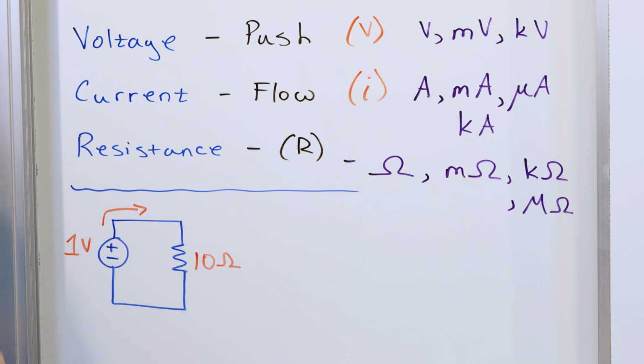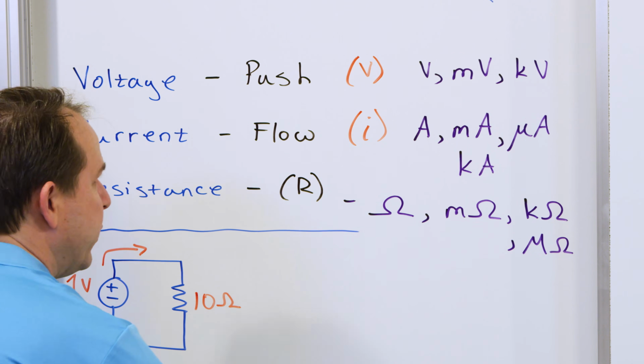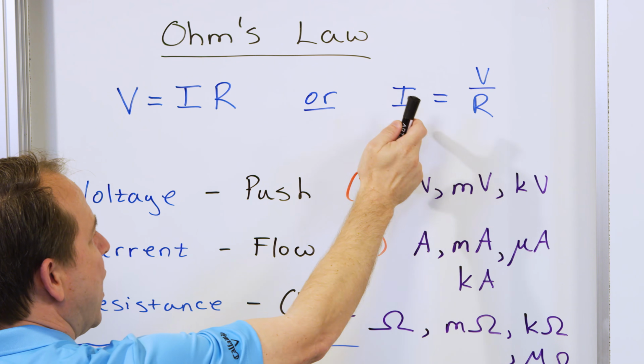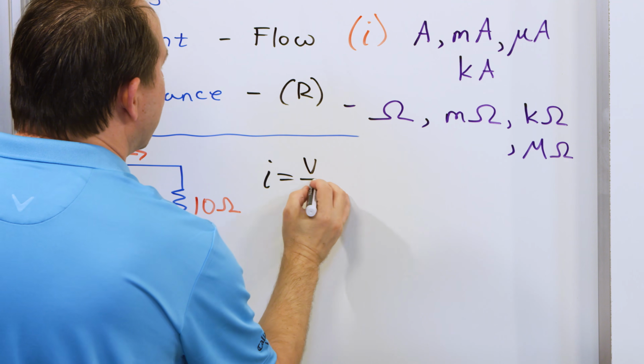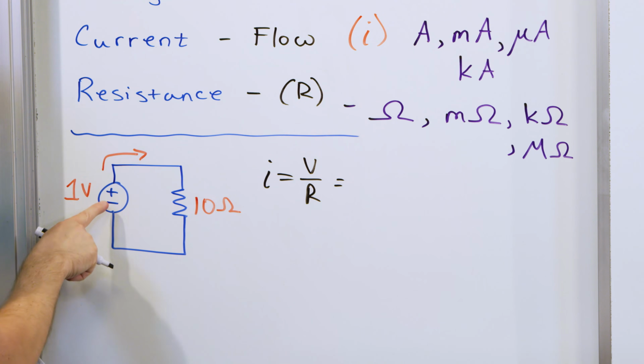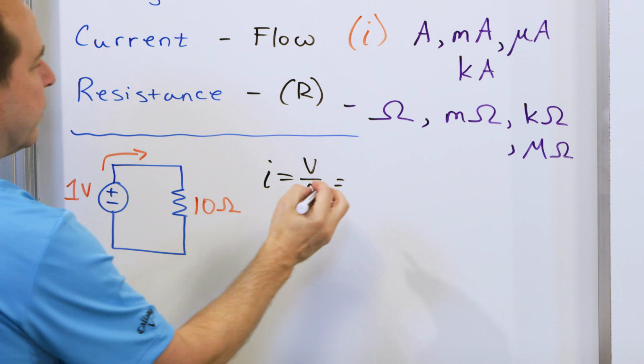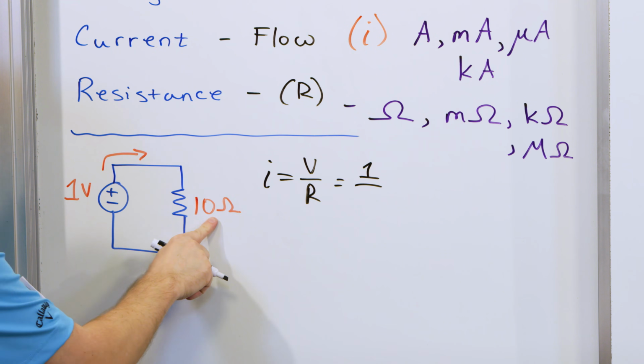So this is our circuit. How do we determine the current flow? We go up to Ohm's law. You can use either form you want, but we're trying to find the current, so we can say that I is equal to V over R. But we know that the voltage across this resistance is 1 volt. And we know that this resistance is 10 ohms.